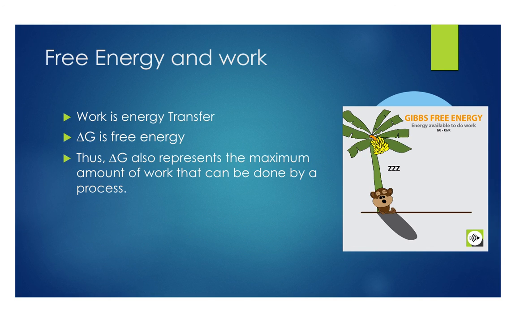All right, so the last piece of this then, if we go ahead and we relate free energy to work, we know that work is one of the ways that energy is transferred. Delta G is free energy, okay? So that's the energy that's available to transfer. So delta G then represents the maximum amount of work that could be done by a process. That's what you need to know about equilibrium, free energy, and work.